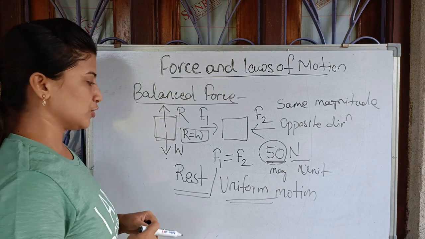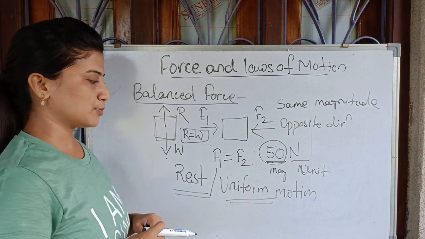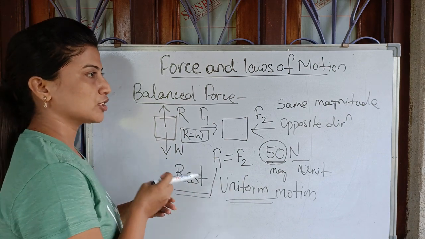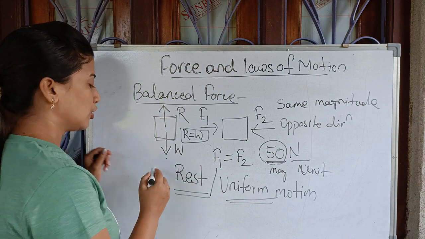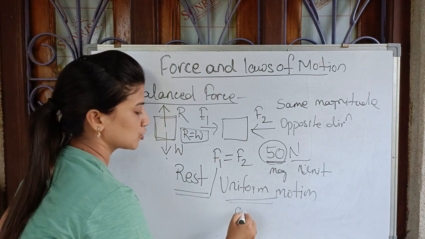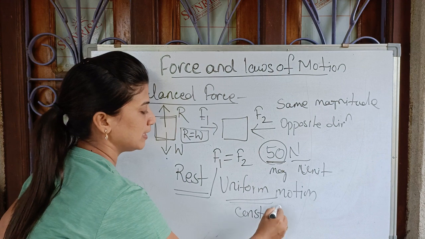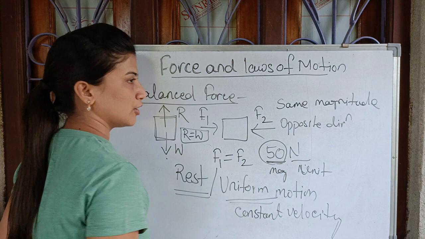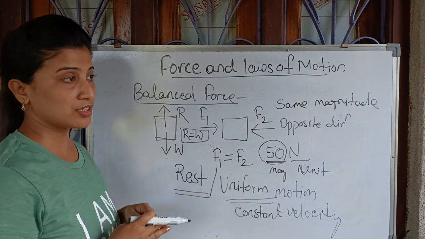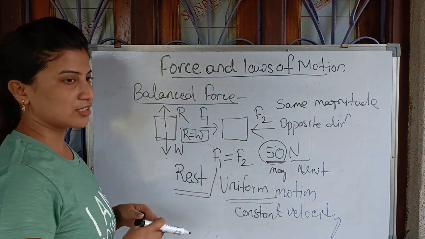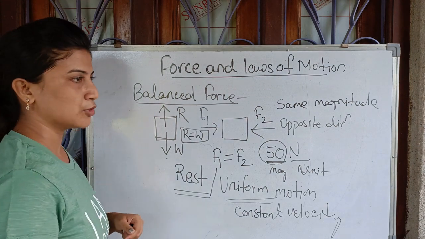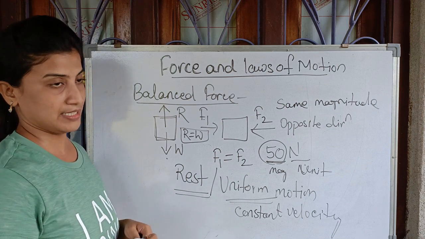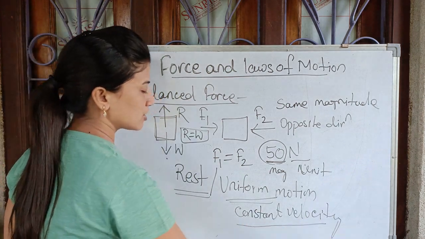Similarly, there can be a situation where under the influence of balanced force, the body can be in uniform motion. Just imagine you roll a ball. You just kick a ball and the ball is rolling with constant velocity. When we say uniform motion, it is simply constant velocity. So when you kick the ball and the ball is moving with constant velocity, that means your applied force, frictional force, gravitational force, all these forces are getting balanced. That's why it is moving with constant velocity.